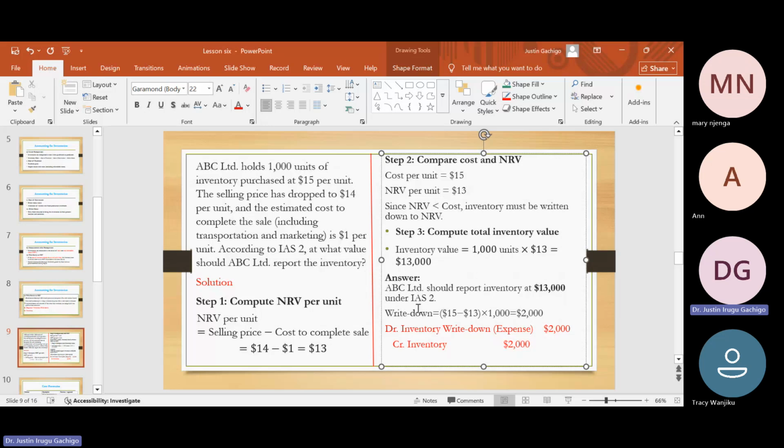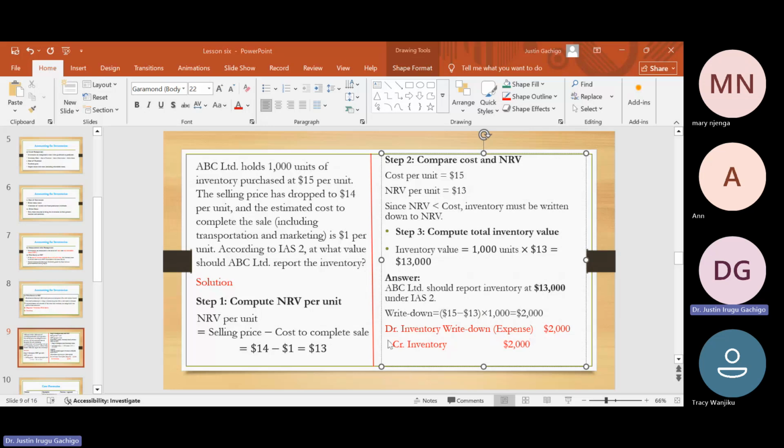So that means ABC Limited should report inventory at 13,000 and the IS2. So then the write down will be the difference, $15 minus $13 times 1,000, which is $2,000. Debit inventory write down, that is the expense, $2,000, and credit the inventory, $2,000.